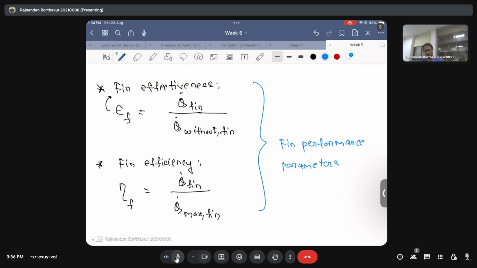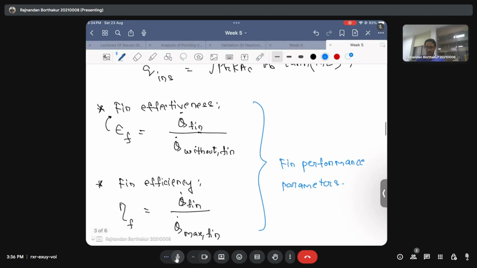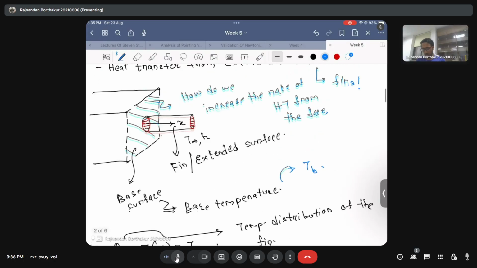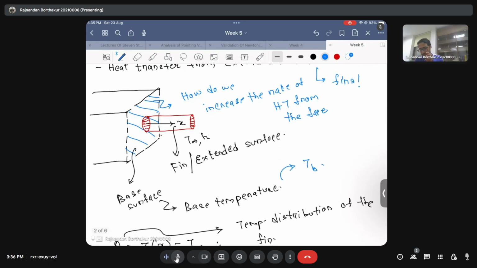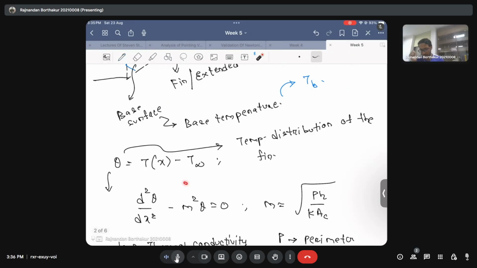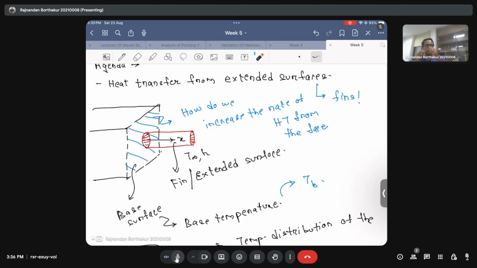So if you go to the market and ask which type of fin is better, you need to assess two parameters, the fin effectiveness and the fin efficiency. This is the background information that I want to give you before solving problems on extended surfaces. Just a recap: we looked into why we install extended surfaces or fins, and what is the ODE that governs the distribution of temperature in this fin. You need to understand the mechanisms that can dissipate heat from this fin surface.